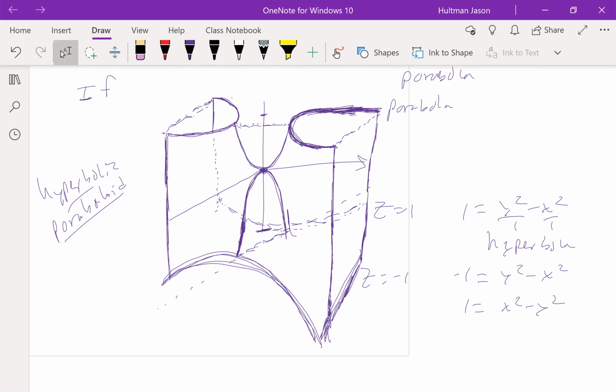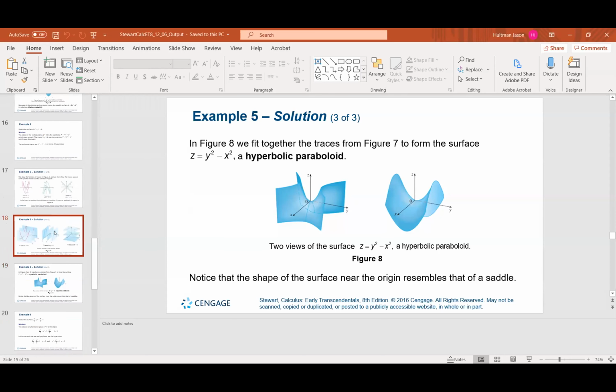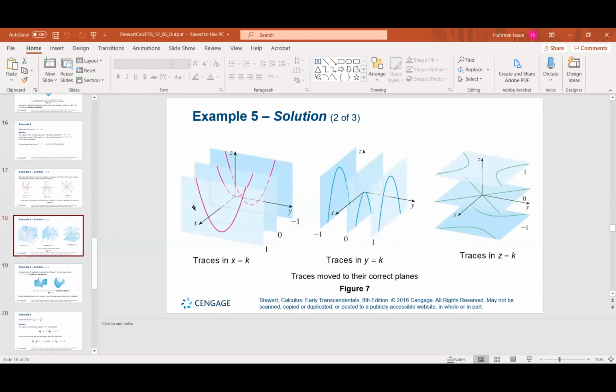Now theirs is a whole hell of a lot better than mine, right? Look at that. That's what I just drew. That's great. Here's the traces. There's the traces in Y. There's the traces in Z. Isn't that amazing? Little computer generated graphics.